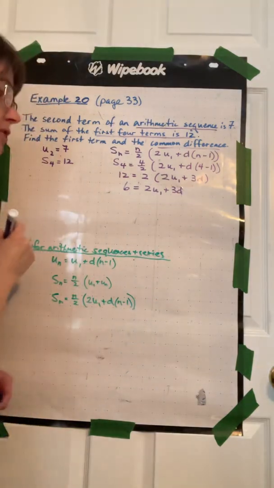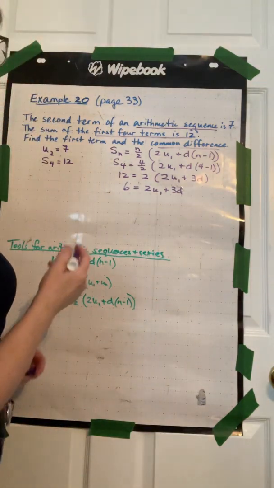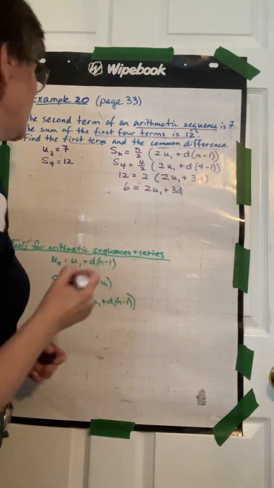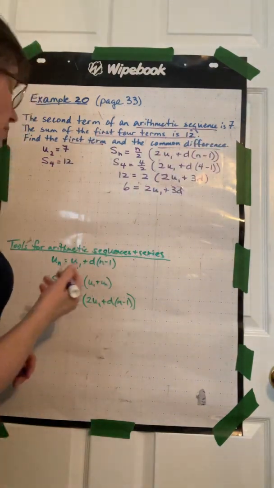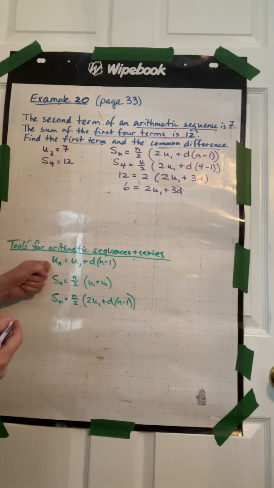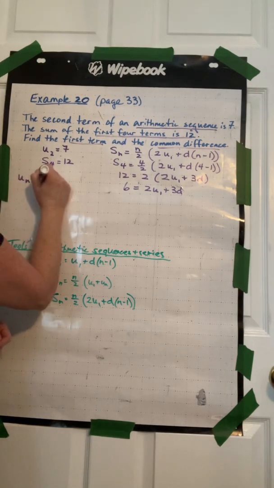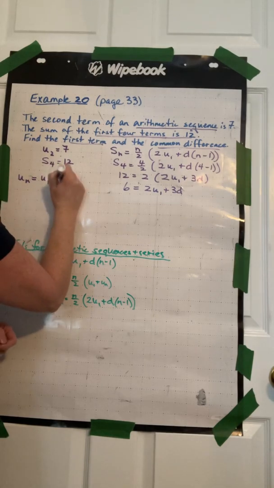And I have an equation with 2 unknowns in it, and they are the 2 unknowns that we need to be able to find: the first term and the common difference. All right, so do we have another formula we can use that will give us the same information? Let's use the general term formula.